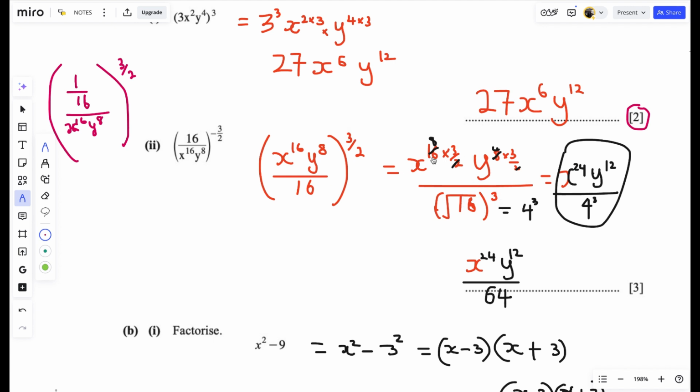So then we simplify this one. 2 going into 16, we get 8. 8 times 3, we get 24. So we're going to have x to the power of 24. For y, 2 going into 8, we get 4. 4 times 3, we get 12. So we're going to have y to the power of 12.